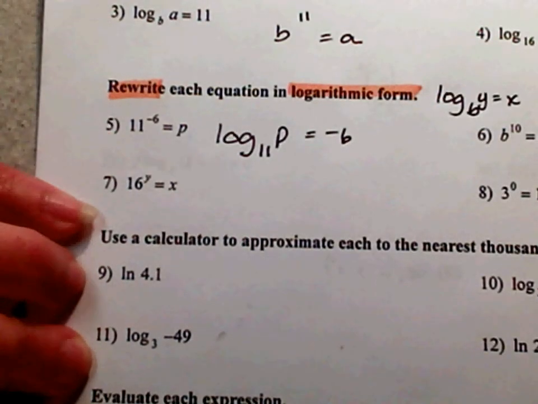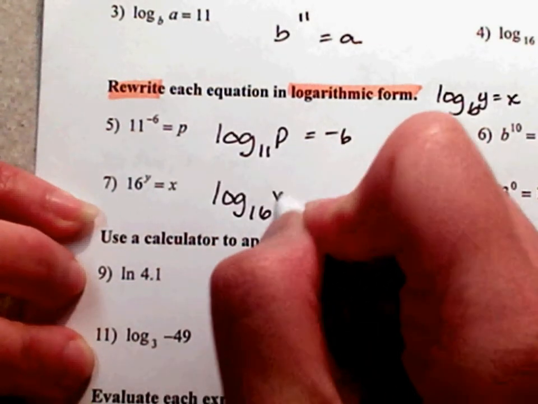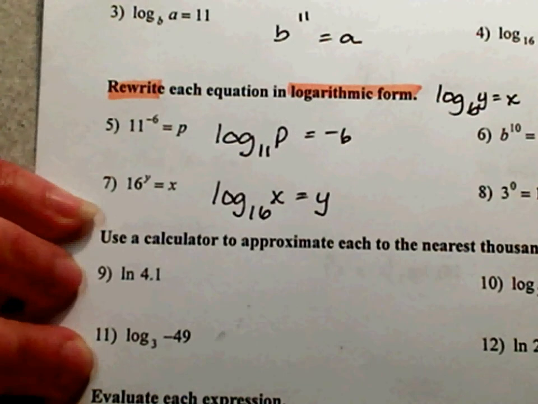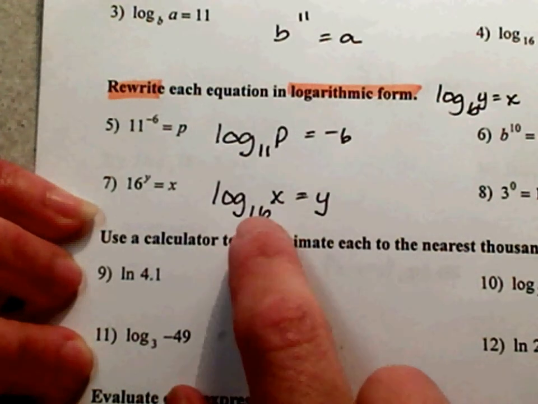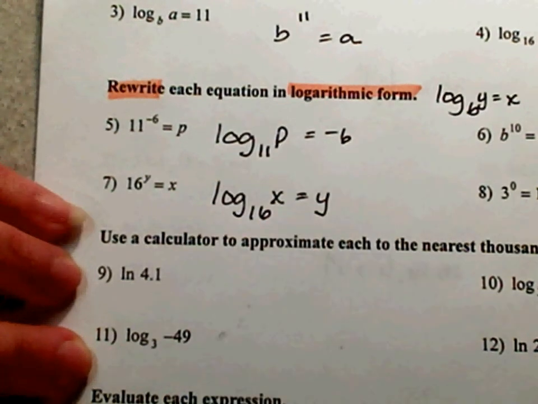Number 7, log base 16 of x equals y. Okay? So you're basically saying 16 to the y is equal to x in that order.